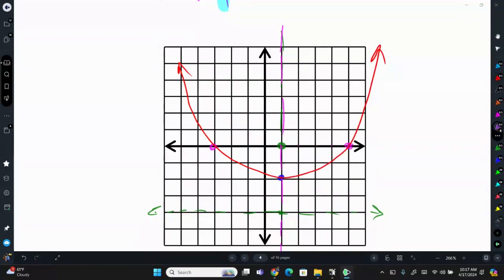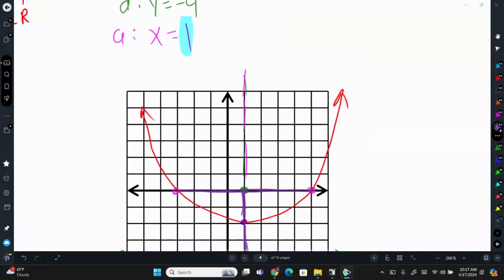And again, this distance is 2. This distance is also 2. This distance here of the latus rectum or the focal chord is 4 times 2, or 8 units. So then my other 2 points, they are (−3, 0) and (5, 0). So this one, they happen to be x-intercepts.